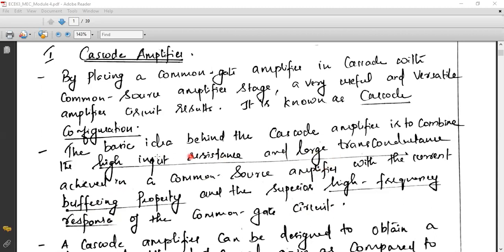So if you combine these four features, that is the two features of common source and the other two features of common gate, you will get a cascode configuration where all four features will be present. The benefits of the CS amplifier are high input impedance and large transconductance, and the features of a typical common gate circuit are the buffering property and its superior high frequency response. Now, if you go with the cascode amplifier, you can exploit all four properties together. That is the advantage of the cascode amplifier.